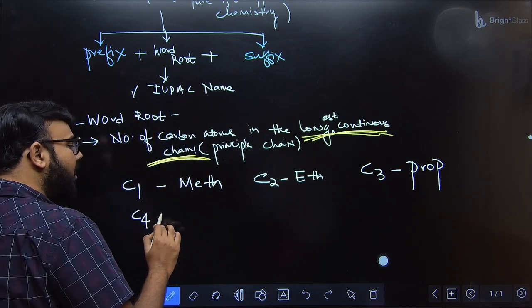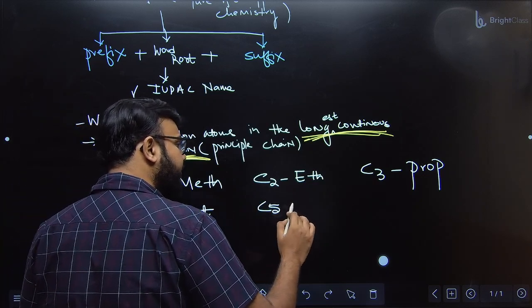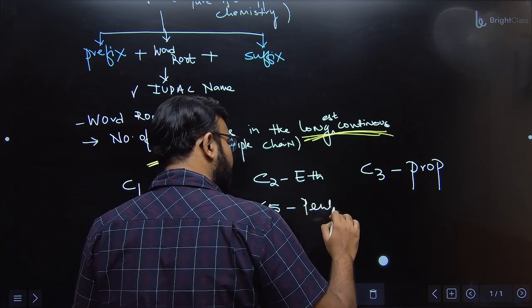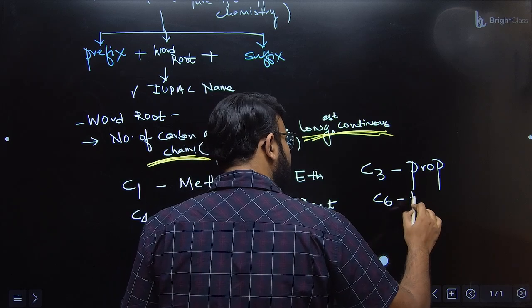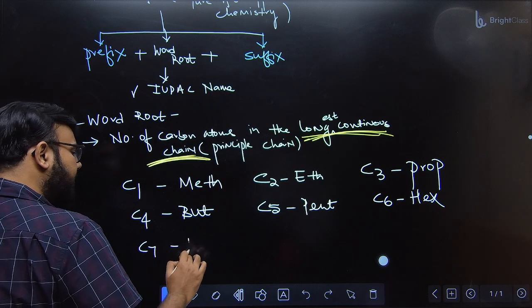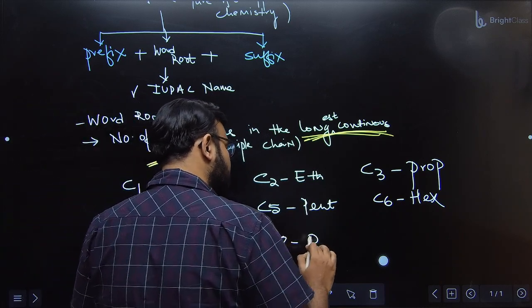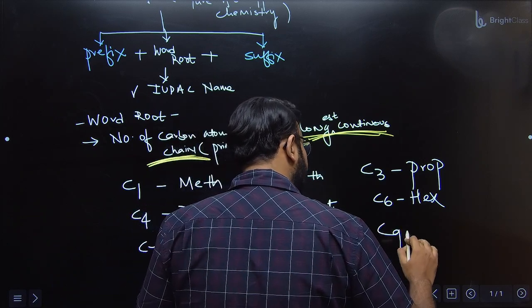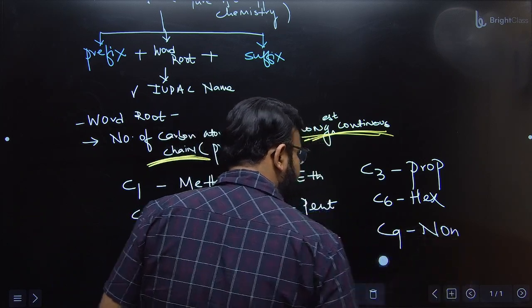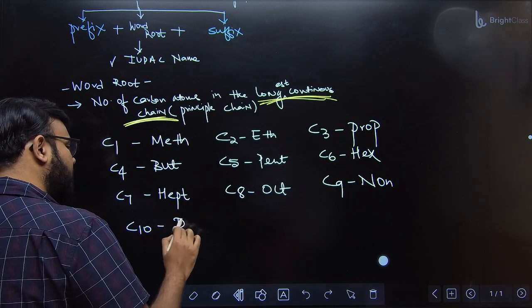And if there are 4 carbons, but. 5 carbons, pent. 6 carbons, hex. 7 carbons is hept. And 8 is oct. And 9 is non. And the last, 10, is dec.